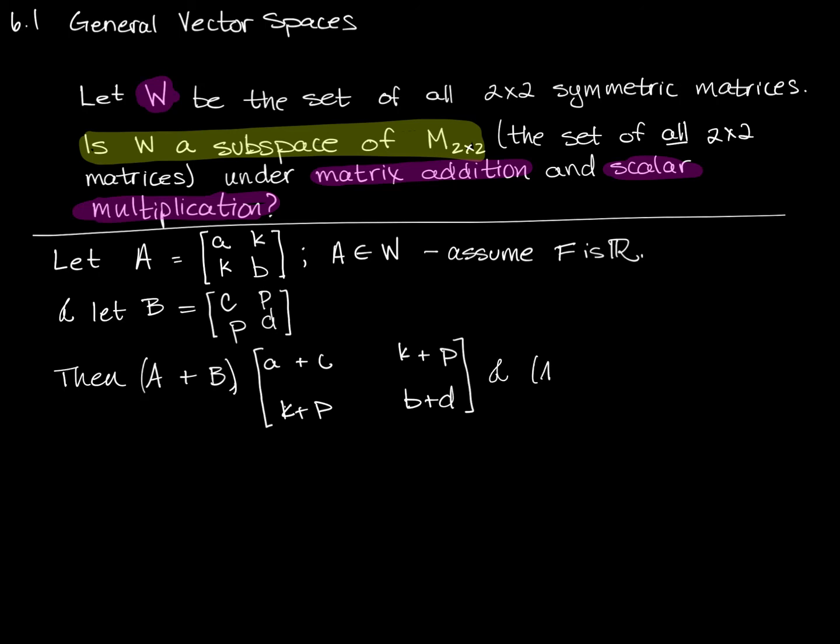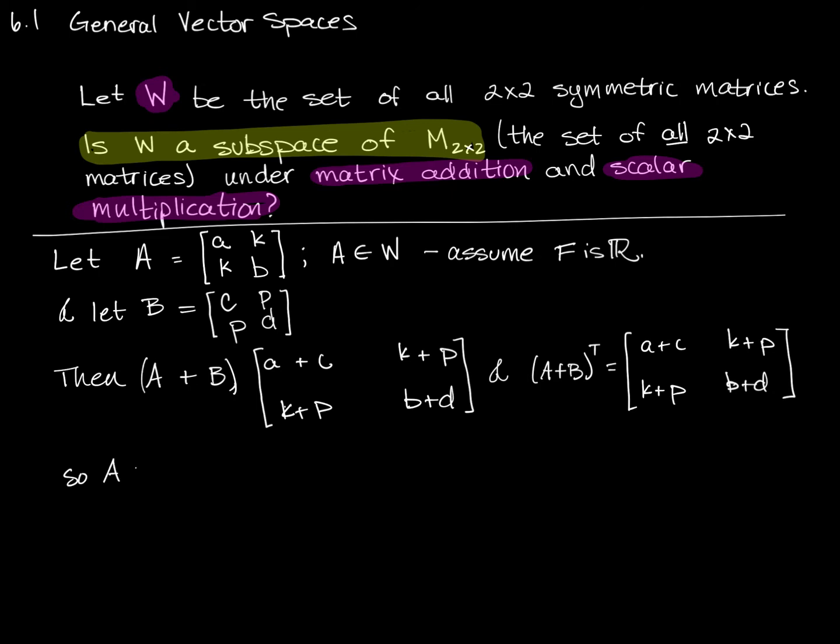And A plus B transpose is, I'm going to take this row and make it this column. So A plus C, K plus P. And as you can see, I do the same thing for this row here, that becomes that column. I get the same thing, K plus P, B plus D.